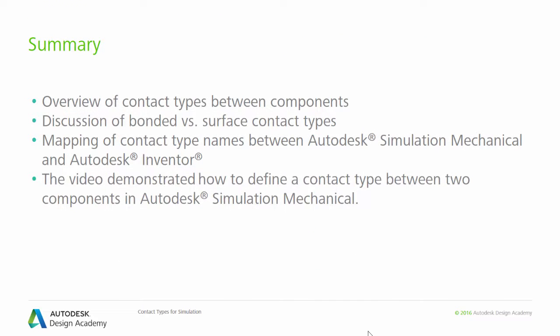In summary, we have seen an overview of the contact types that you can specify between components. We've discussed the differences between bonded and surface contact, and we've looked at the mapping of contact type names between Autodesk Simulation Mechanical and Autodesk Inventor. Finally, this video demonstrated how to define a contact type between two components in Autodesk Simulation Mechanical.